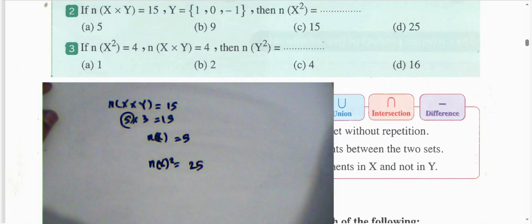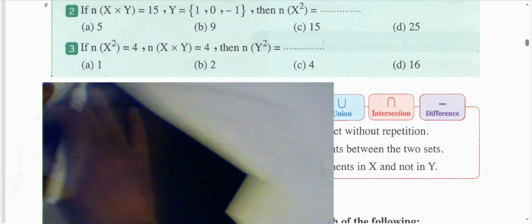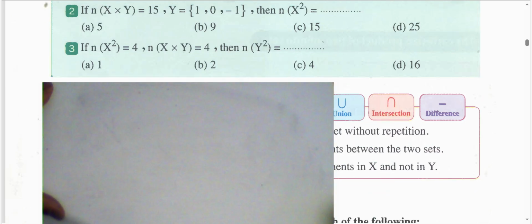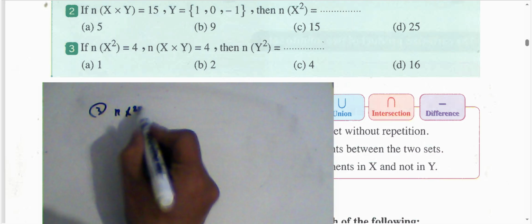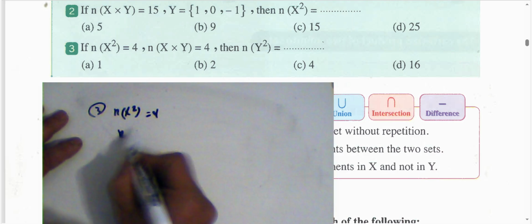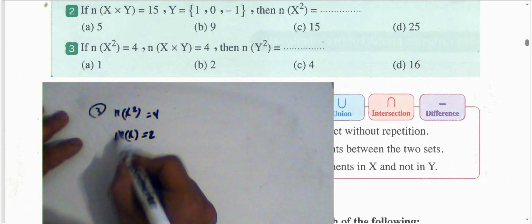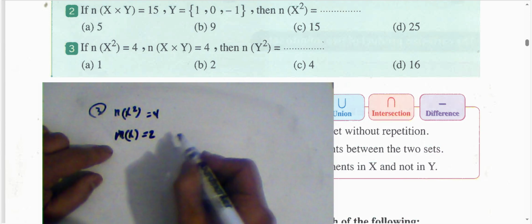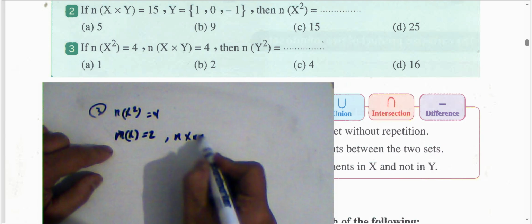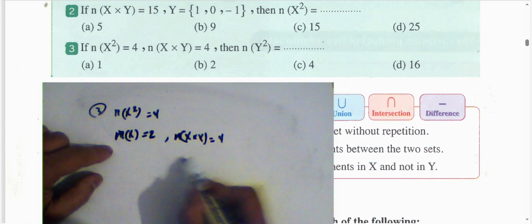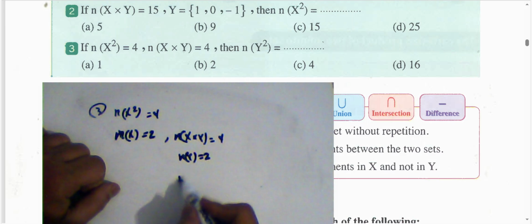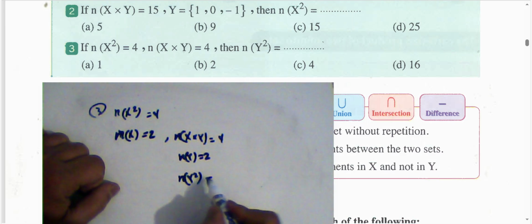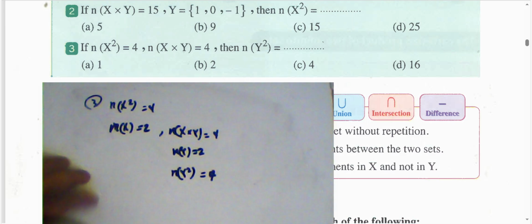Next question. Number 3. We have the number of x squared being 4. It means the number of elements of x is 2. And the number of x Cartesian product with y was 4. y has 2 elements. And the number of elements is 2 power 2, it will be 4. Choose letter C.